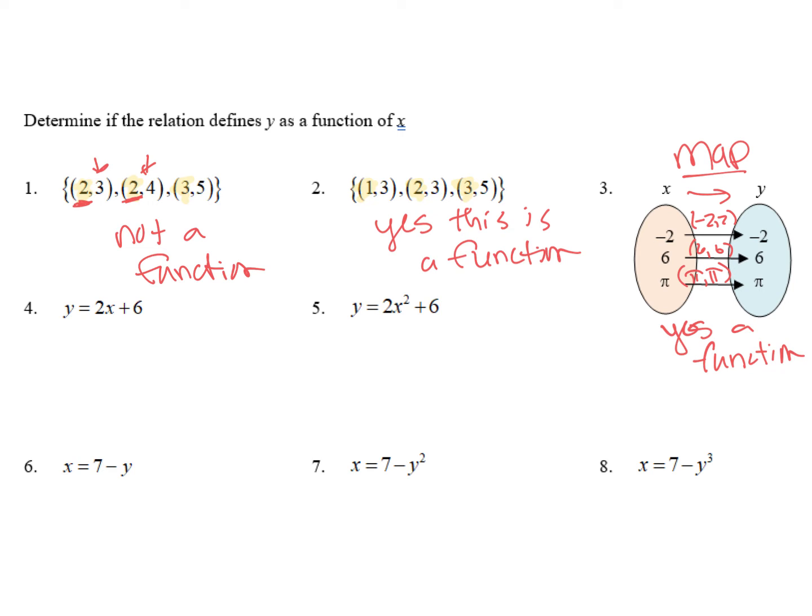Now, when you're dealing with an equation, how do you tell when it is a function? In essence, what you're looking for is something that can be solved for y. It doesn't have to be solved for y, but you should be able to solve it for y. Because again, the key is there can be no repeating x values. So for every x, you're going to get a different y value.